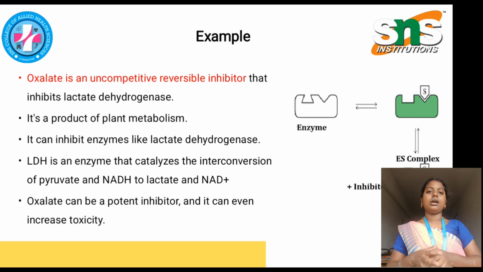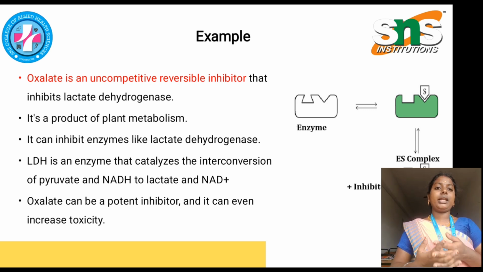And the example is oxalate, and this oxalate is the uncompetitive reversible inhibitor that mainly inhibits lactate dehydrogenase. So the lactate dehydrogenase enzyme is mainly involved in the conversion of pyruvate into lactate. So pyruvate is converted into lactate with the help of the lactate dehydrogenase enzyme. And oxalate is a product of plant metabolism, and it can inhibit the enzyme lactate dehydrogenase, which interconverts pyruvate and NADH to lactate and NAD+.